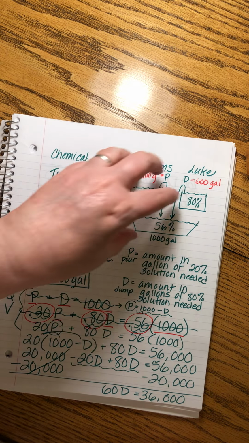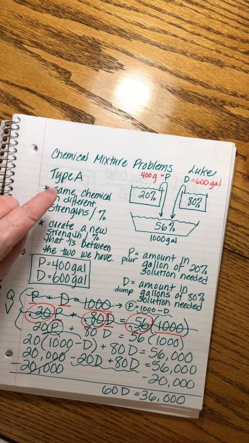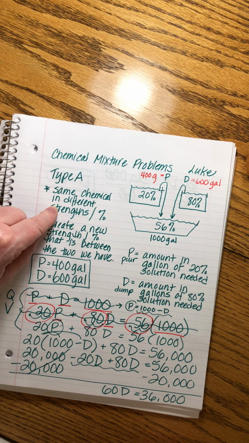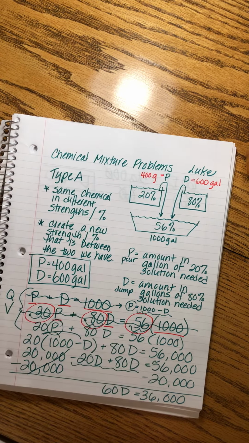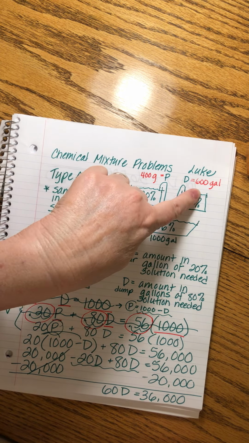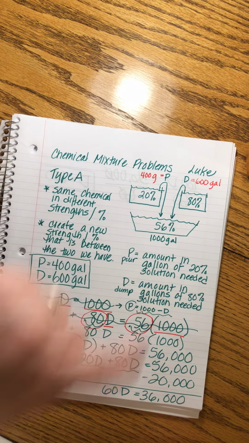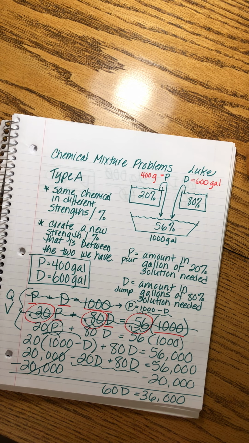This is how we know to use type A, because we have the same chemical in different strengths, and we're creating a new strength or percentage that is in between the two that we have. And again, I think of these as the Goldilocks problems because this one's too low, this one's too high, this one's just right. Okay, that is the first one.